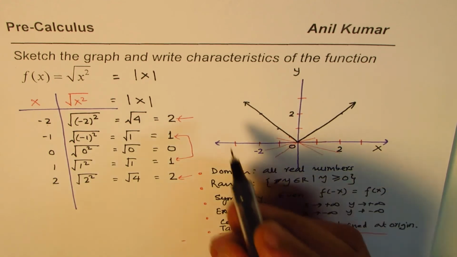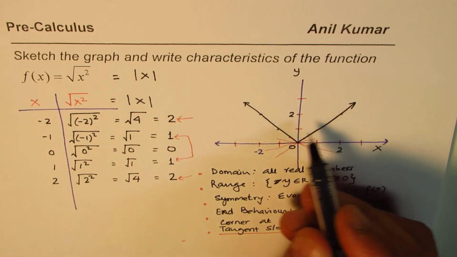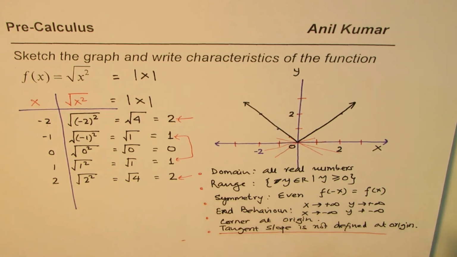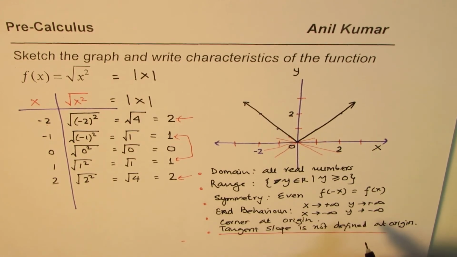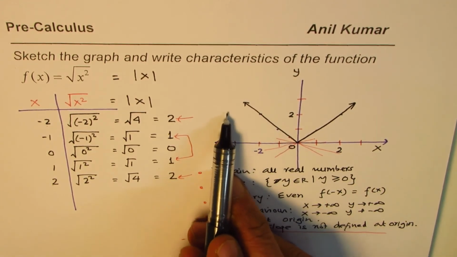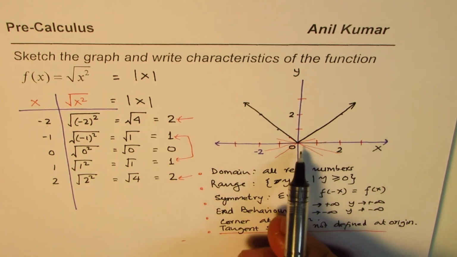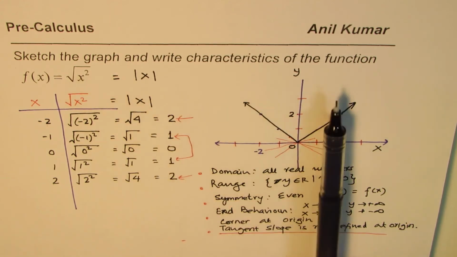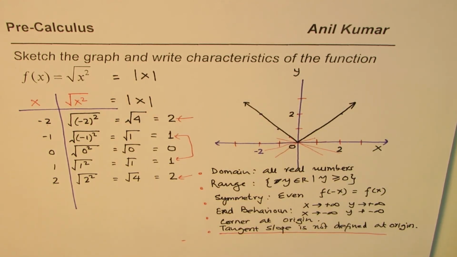You can always write increasing and decreasing intervals. It is decreasing from minus infinity to 0, increasing from 0 to infinity, likewise. We'll not get into those details now. And you can also define this function as a piecewise function. So I'll keep those as questions for you.